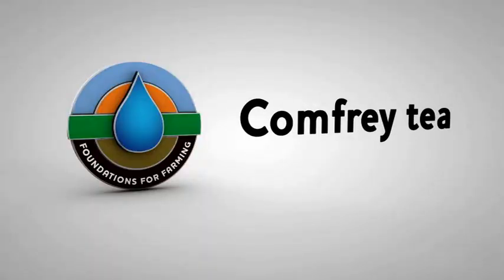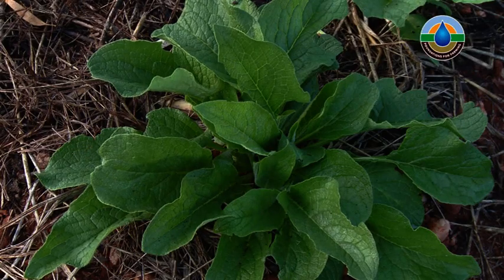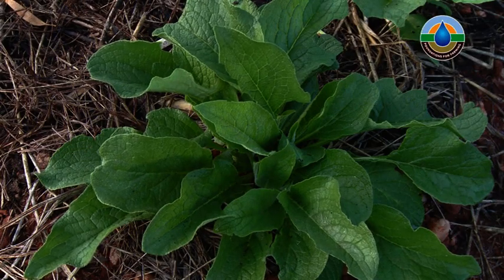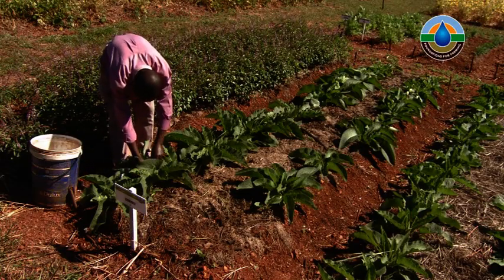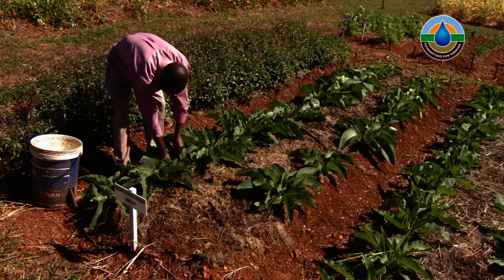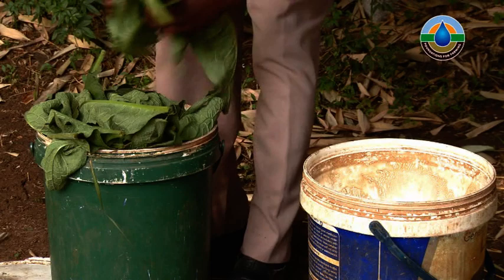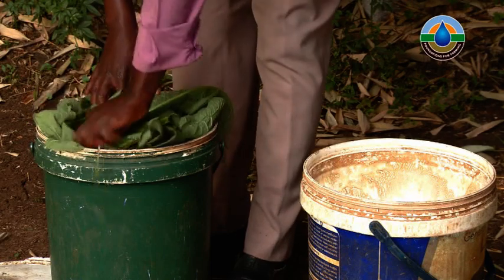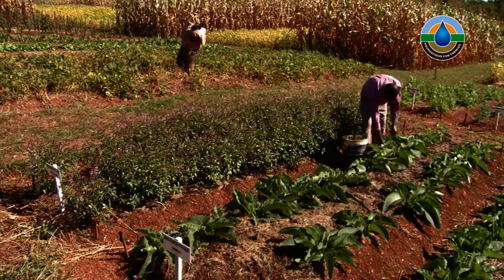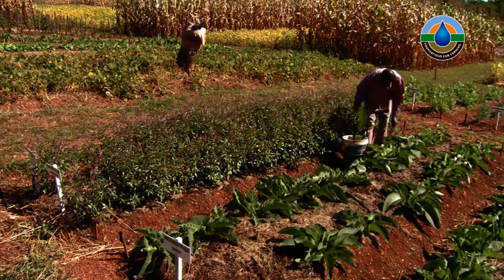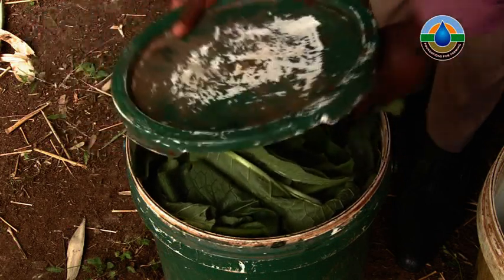Comfrey tea. With its high levels of potash, Comfrey tea can be used as an excellent fertilizer for fruiting vegetables such as tomato, pepper, cucumber, and potato. The leaves of the comfrey plant are said to contain 2 to 3 times the levels of potassium than cattle manure. To make comfrey tea, pick at least a kg of leaves and place them in a 20-liter bucket. Add enough water to cover them.